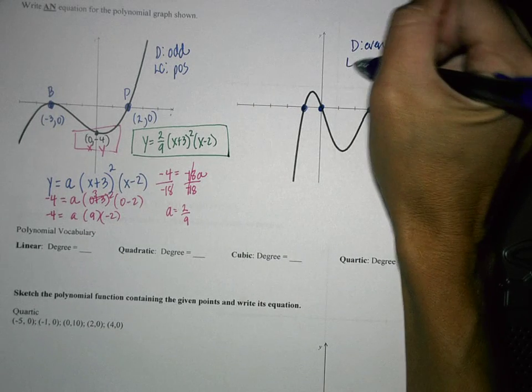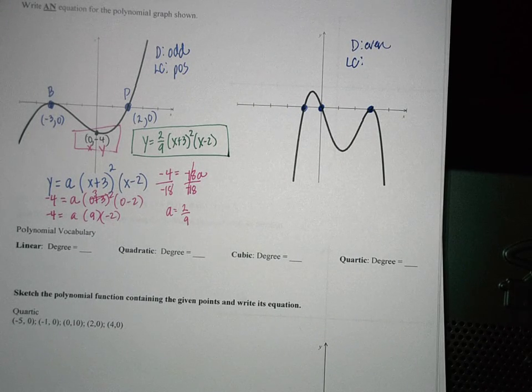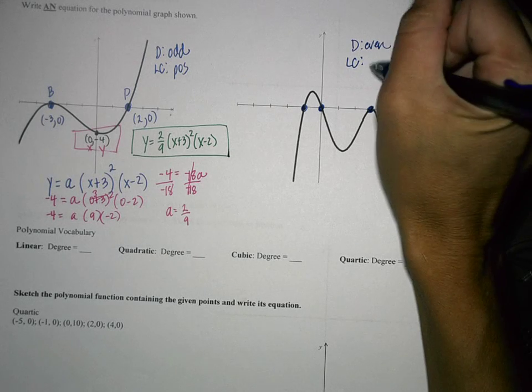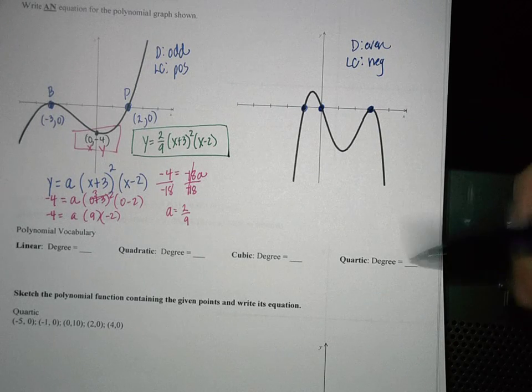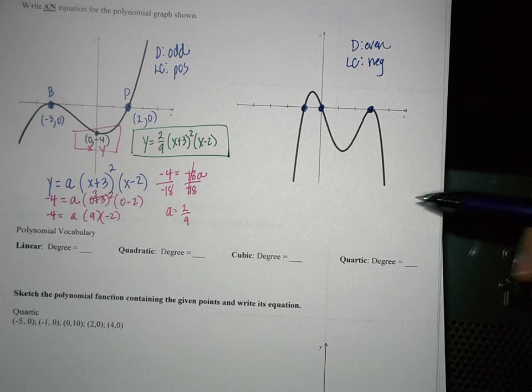Okay, my leading coefficient, should it be positive or negative? Negative. Why? Because it's going down. The right side is going down. The right side tells us what our leading coefficient is.